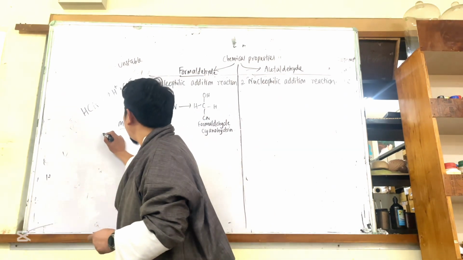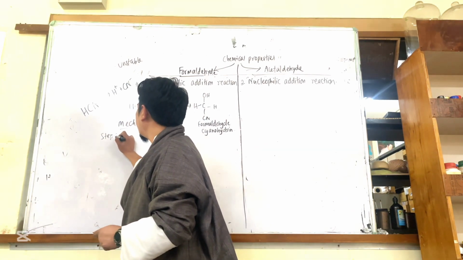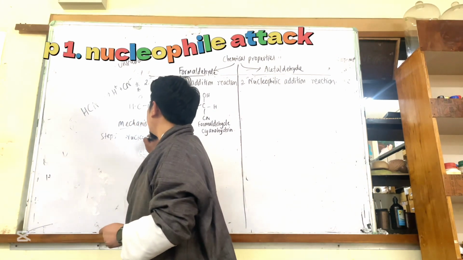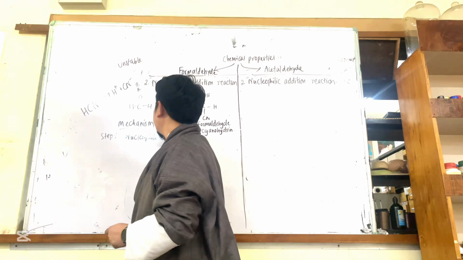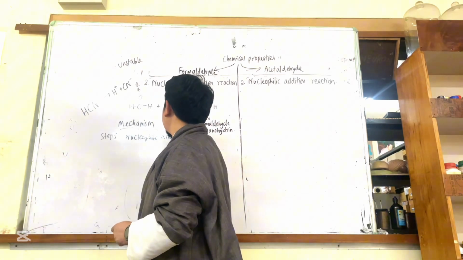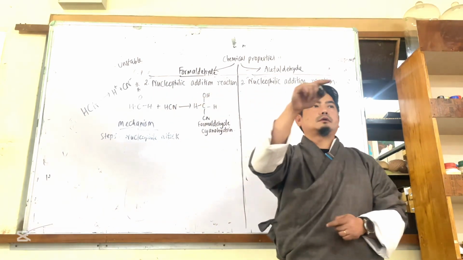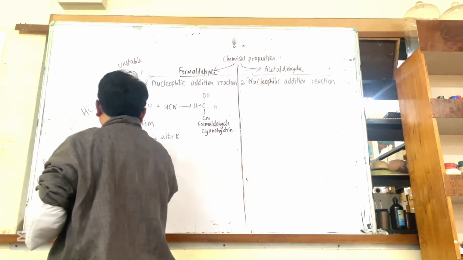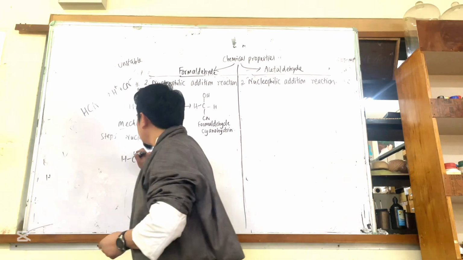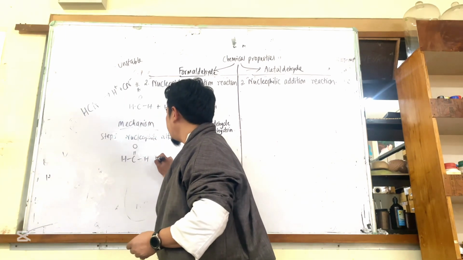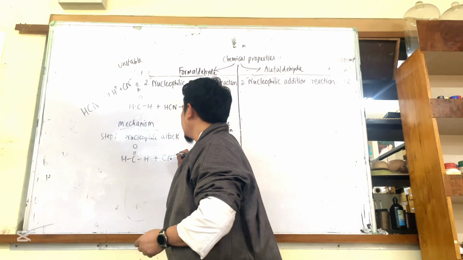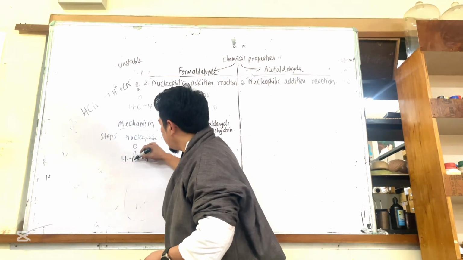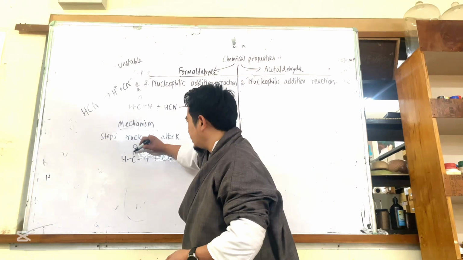The mechanism takes place in two steps. Step 1: nucleophile attack will take place. So nucleophile will attack the formaldehyde. Okay, listen here. So I'm going to write down the formaldehyde, HCOH, and then I'm going to take only the nucleophile, CN, nucleophile. You know, again, the carbonyl is polar in nature.